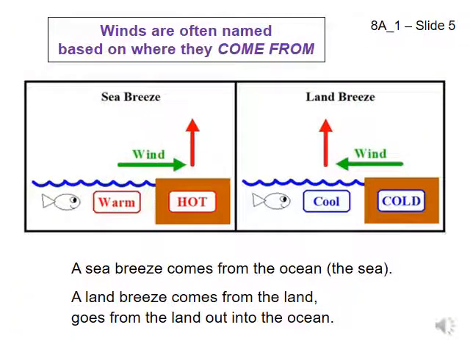Slide 5. One more thing. Notice the sea breeze is a wind which comes from the ocean, and a land breeze is a wind that comes from the land. Winds and currents are often named based upon where they come from, not where they are going to. This can lead to lots of confusion if you are not aware of it.